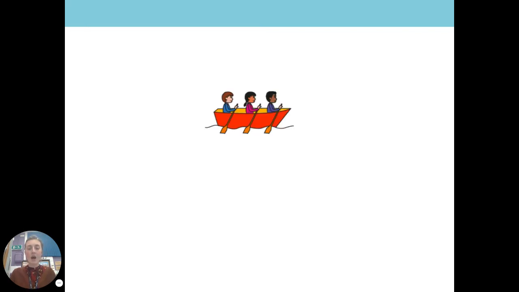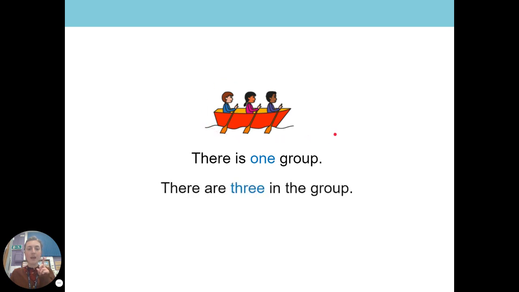Okay, here I've got a boat with some children in it. This is a different representation of an equal group. Rather than just having a circle with some dots in it, I've shown you the group as a picture. So I have one group, which is my boat. There is one group, and that's my boat. And inside my group, I have 1, 2, 3 children. There is one group of 3. So just because instead of it being a circle with some dots in it, it is still an equal group.